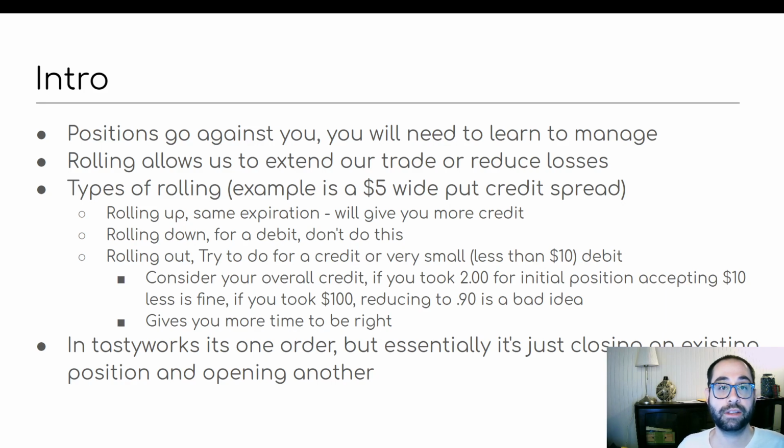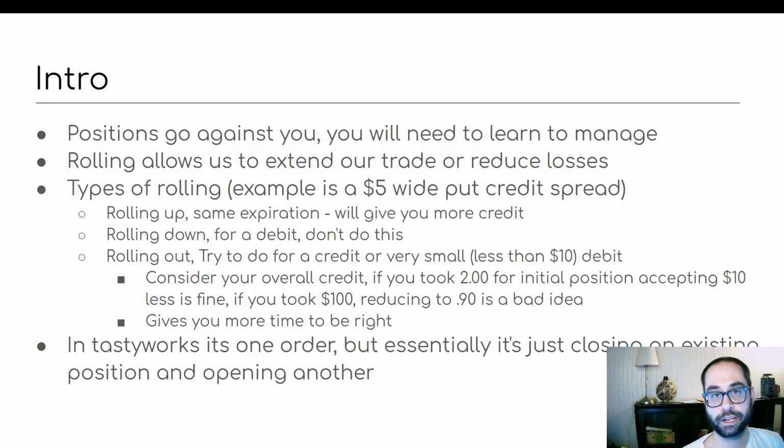Just because it goes through my strikes does not mean I'll get assigned automatically. Assignment doesn't come until later in the expiration cycle because there's still extrinsic value. So you're not very likely to get assigned early, but there's a higher and higher probability of you losing on that position as the stock continues to go down throughout the expiration. So you might want to roll it out.